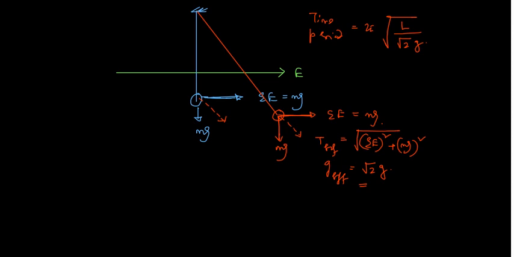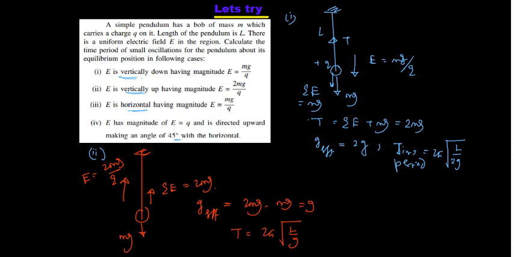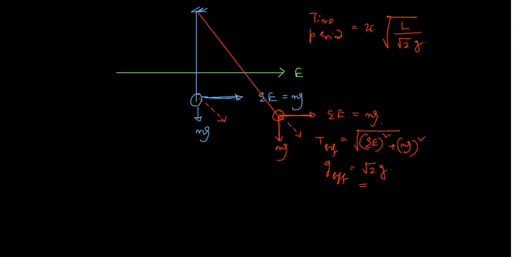So what is case 4 given? Let us check that there is an electric field of magnitude, and I think there is a mistake. It must be E is equal to mg by q. The same field is directed upward, making an angle 45 degree with the horizontal. Let's check. So in this case, there is an electric field like this. I have taken the electric field like this. This is E, and the pendulum is like that only. All right, fine, no problem.